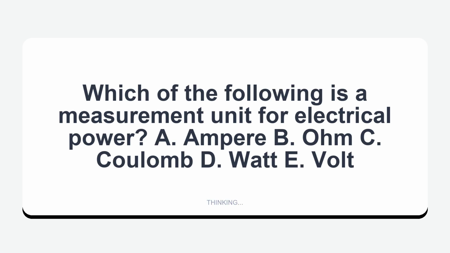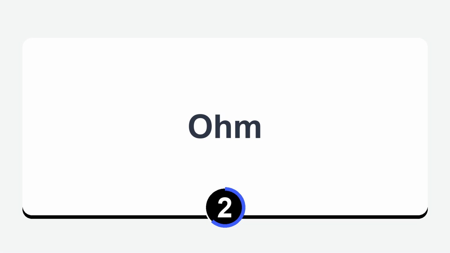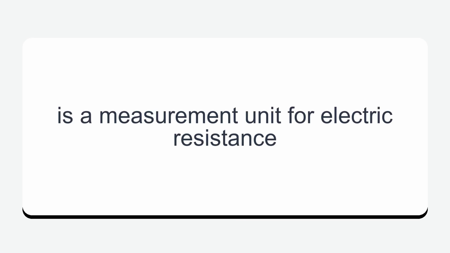Which of the following is a measurement unit for electrical power? A. Ampere. B. Ohm. C. Coulomb. D. Watt. E. Volt. D. Watt. Ohm is a measurement unit for electric resistance.